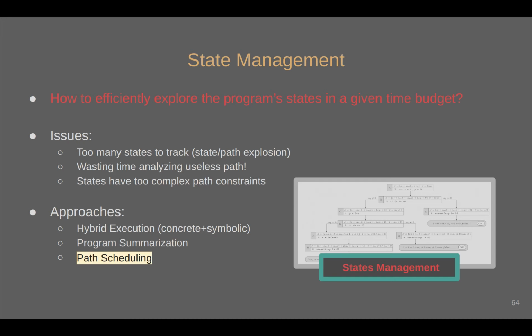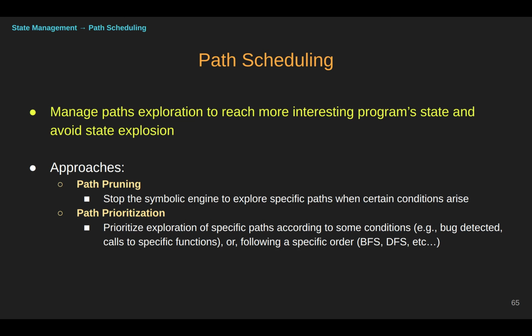All right, and then in state management, there's also one last approach for efficiently exploring state, which is path scheduling. And what this means is you want to manage the exploration of paths to reach more interesting states in the program and avoid state explosion. And the two main approaches are pruning the paths, which means if you are exploring along some path and you determine that this path is not useful, then you just stop executing along it, and you prune this path for the rest of the symbolic execution.